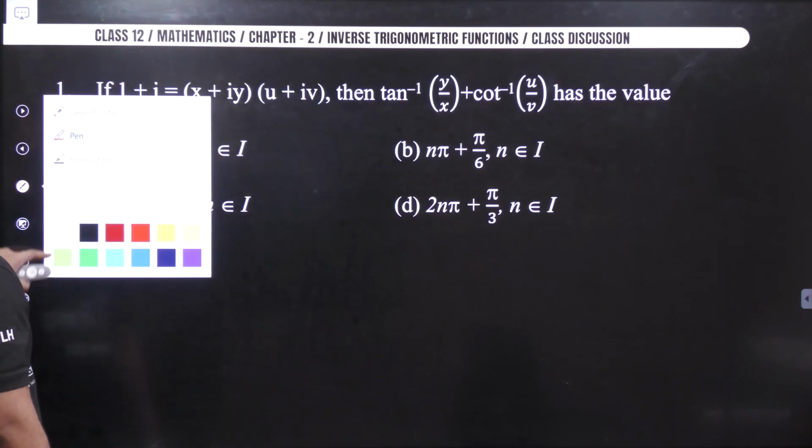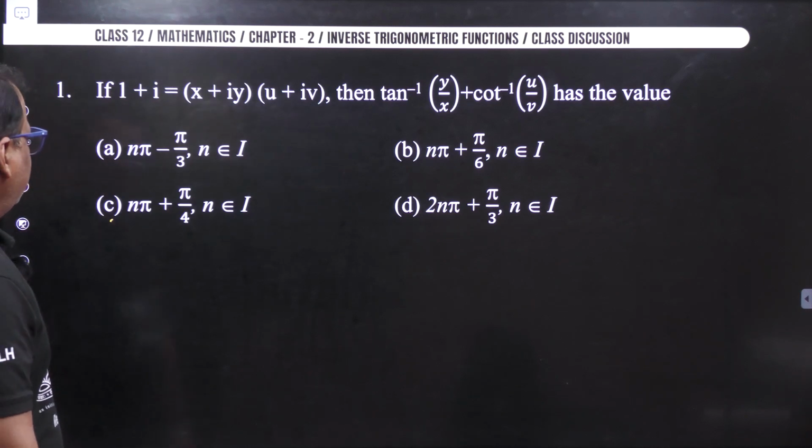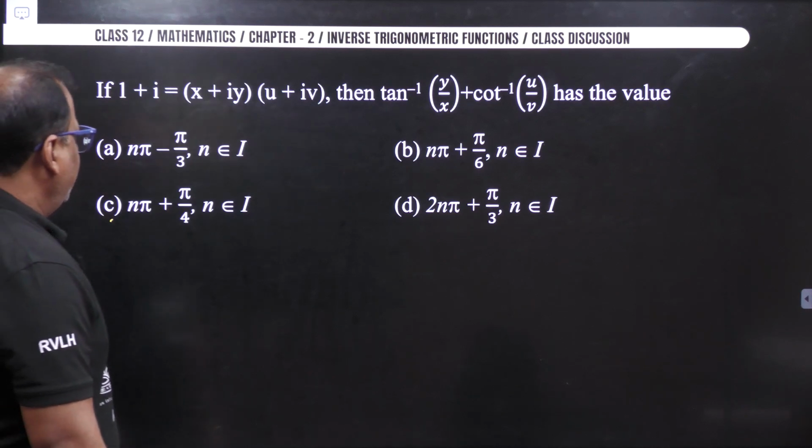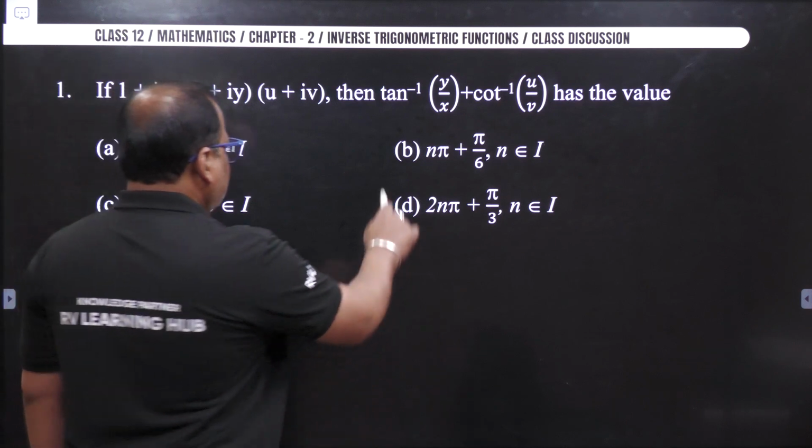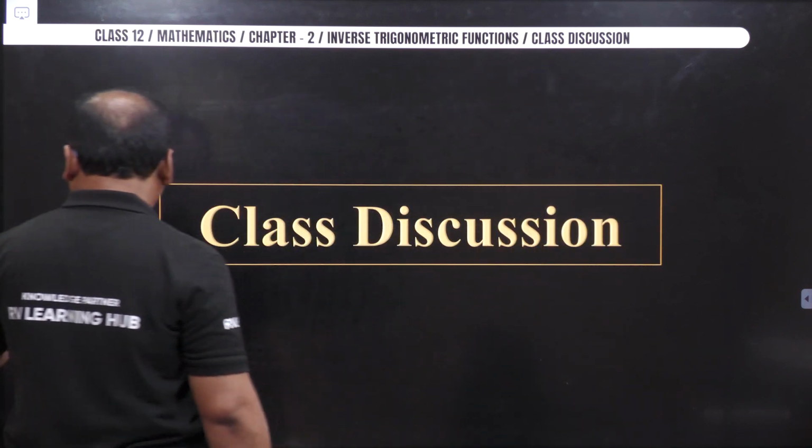This is the given question. 1 plus i is equal to (x plus iy) into (u plus iv). Find this. I have found a shortcut for this, students. So I will tell you the shortcut.